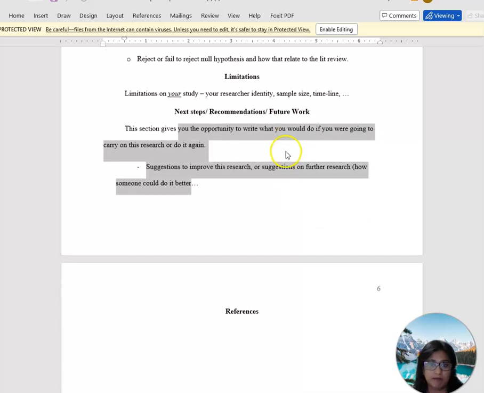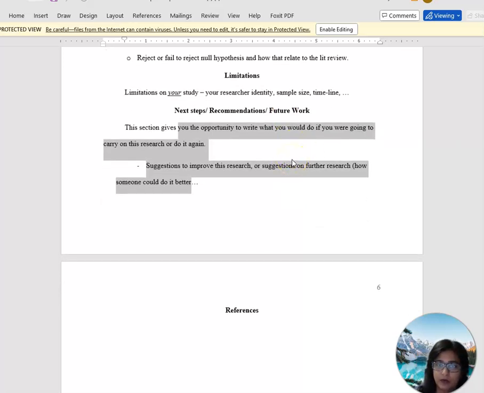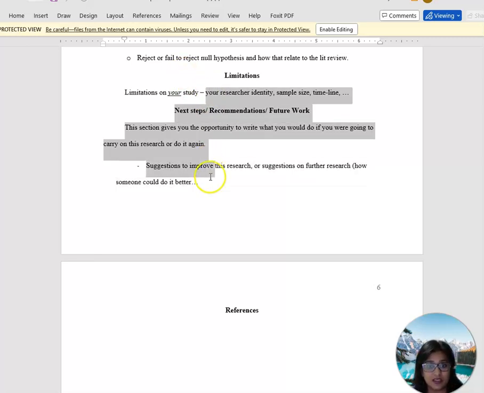Think about it this way. Your future work basically comes from your limitations also. So if you say you did a survey and your response rate was low, one of the future works is to expand the participant pool to have more responses. If one of your limitations was that it was a qualitative study and so it had very few participants, then you could say the future work is to add a quantitative piece to it to increase the generalizability of the results. So these things come from there.